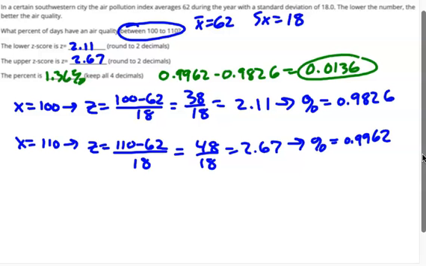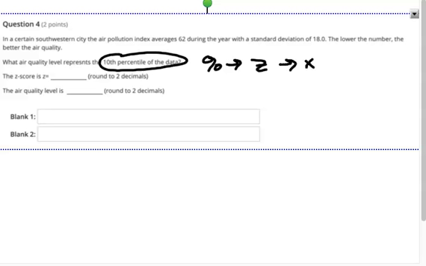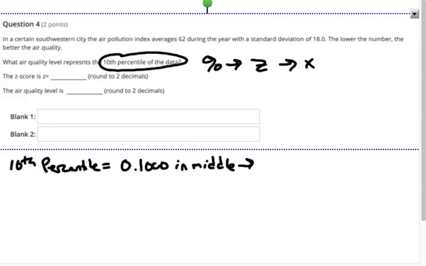Okay, last one that has to do with the chart will be a backwards one. It's going to say what air quality level is the 10th percentile of the data. So they're going to give us a percent. We need to turn that into a Z. We need to turn that into an X. So the 10th percentile, that means we're looking for 0.1000 in the middle. And we're going to figure out what Z that is.